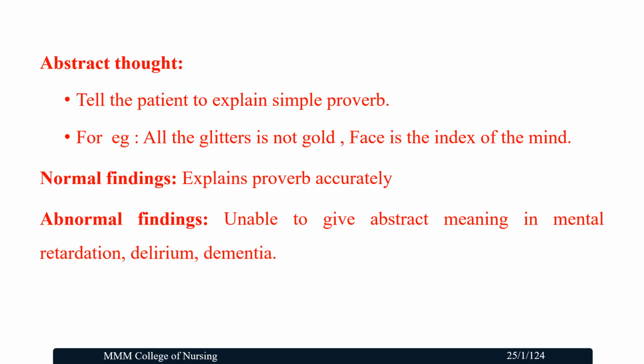Coming to abstract thought. Here, tell the patient to explain a simple proverb. For example, all that glitters is not gold. Face is the index of the mind. Normal findings: explains the proverb accurately. If a patient has abnormal findings, unable to give an abstract meaning, as in mental retardation or delirium or dementia.